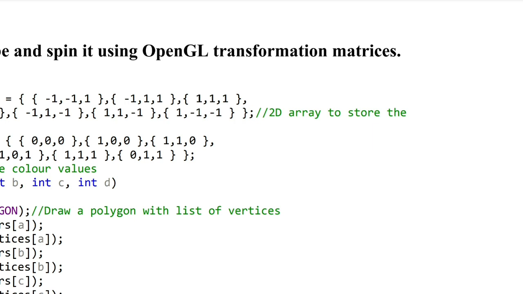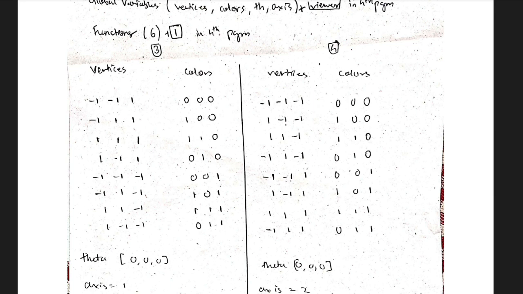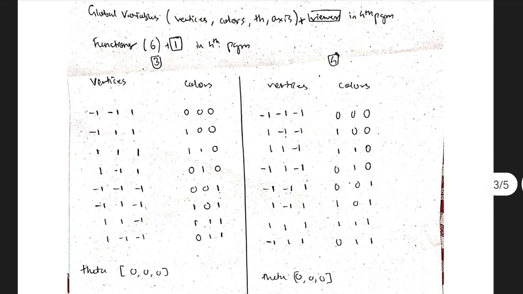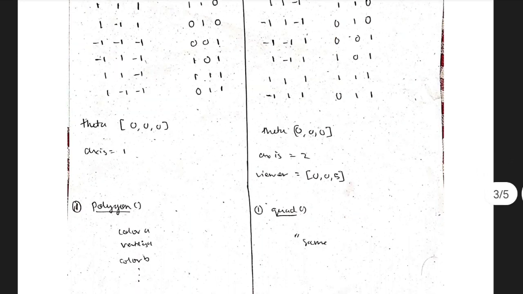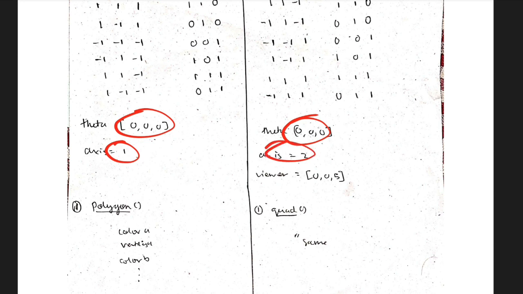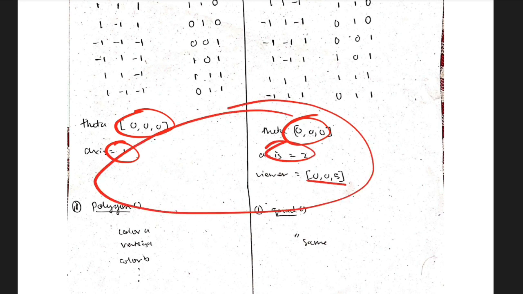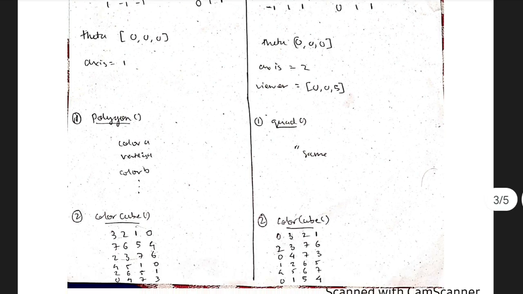Okay, before going to the trick, let me tell you what is there overall. So how many functions we have? We have total 6 functions, right? So after initializing the global variables, this one, and the theta values here 0 0 0 0 0 0, axis is 1 here, axis is 2 here, and viewer value is 0 0 5. Easily, I hope you remember now itself by hearing it.